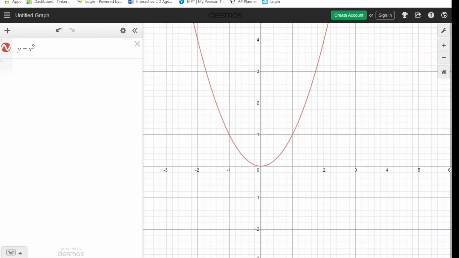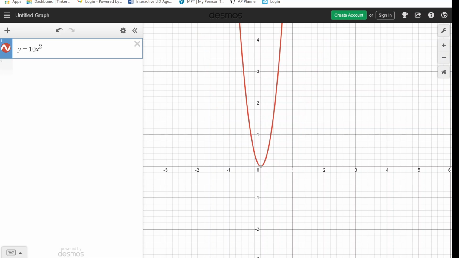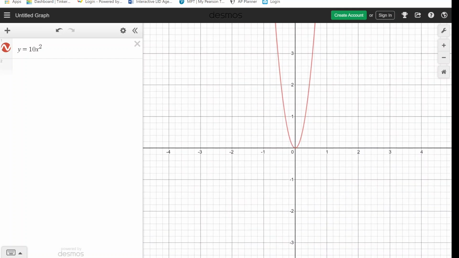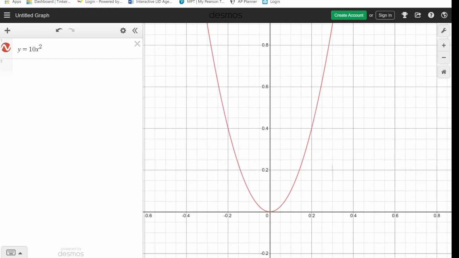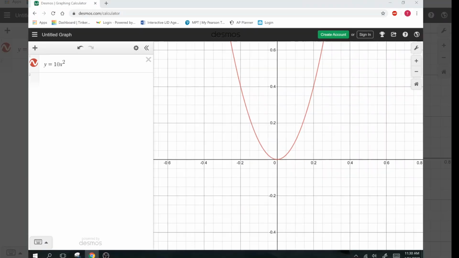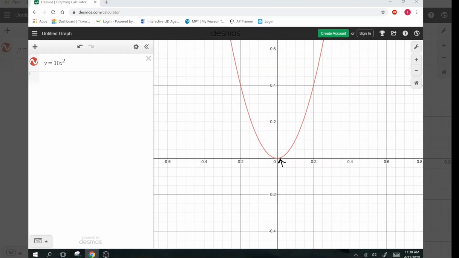Now, there's some stuff we can do. If we put a number in front of x squared, if we multiply by like a 10, it's similar to putting a 10 in front of the x in a line. It changes our slope, our steepness. Now, we don't have consistent slope in quadratics. It's getting steeper and steeper as it goes along. It starts out not very steep at this point right here, but then it gets steeper and steeper and steeper.